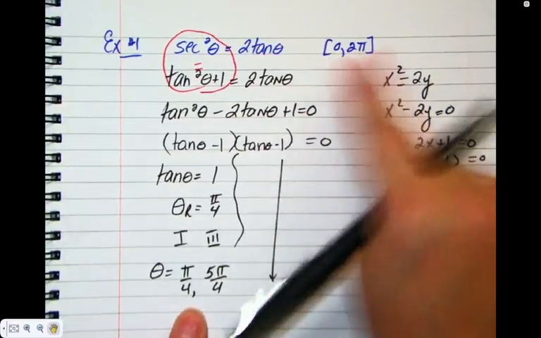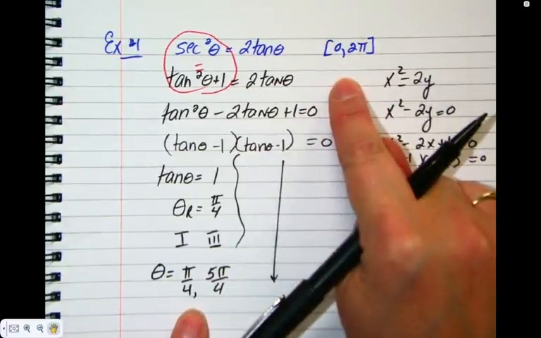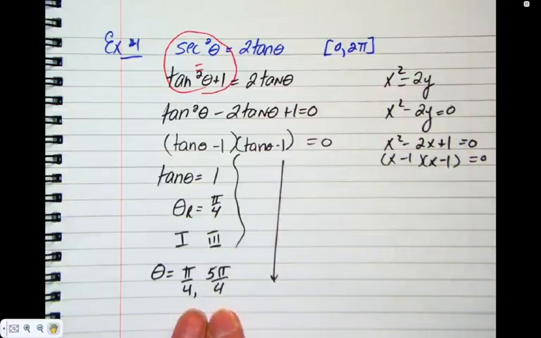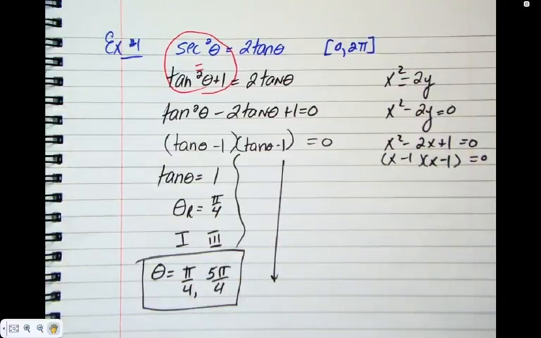Check the interval. What does this mean, 0 to 2 pi? Between 0 and 2 pi, so it means all 4 quadrants. Are these both between 0 and 2 pi? Final answers. Example 2.